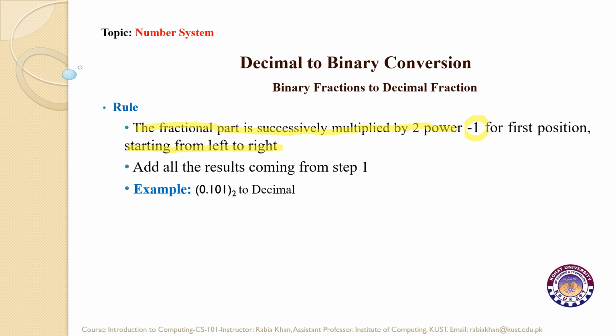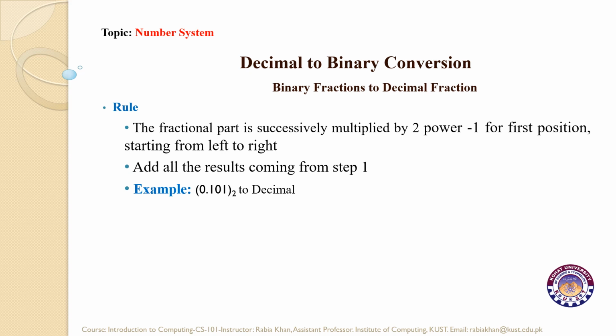In previous examples, when there was a whole binary number, the multiplication started from right to left. But for the fractional part, we need to start the multiplication from left to right, and the power of 2 will start from -1. At the end, we will add all the results that we get from step 1, and the result will be a decimal number. So here is an example in front of you. Let's perform these steps.